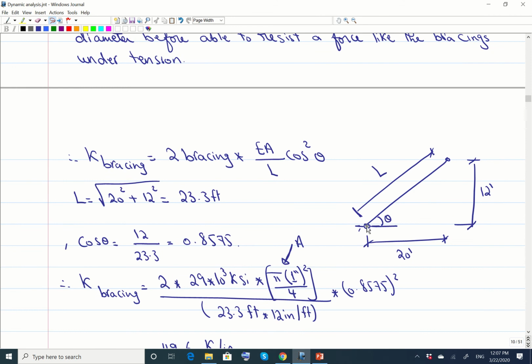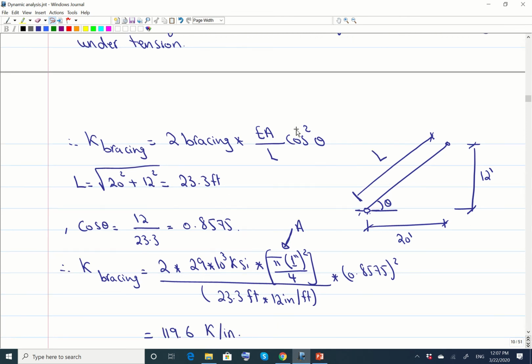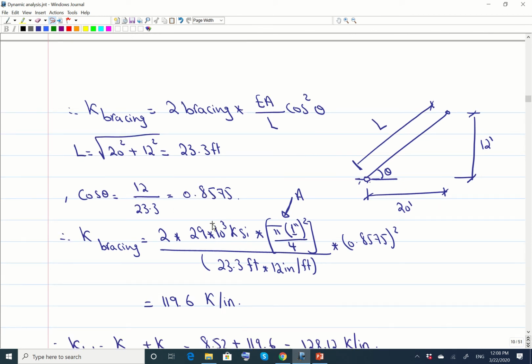How much is L, the length of the bracing? The bracing is inclined like this. The horizontal distance is 20. The vertical distance here is 12. So the length is the square root of 20 squared plus 12 squared, so it's 23.3 feet. We need cosine theta over here to find the K for the bracing. This is theta, so cosine theta is going to be 12 divided by L, which is 23.3. So cosine theta is 0.8575.